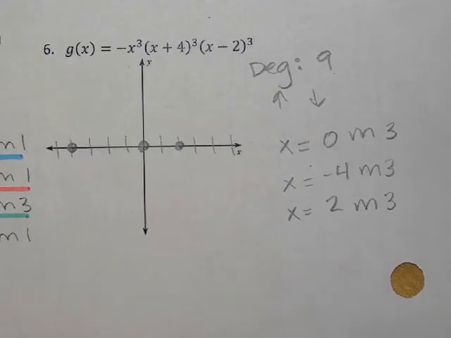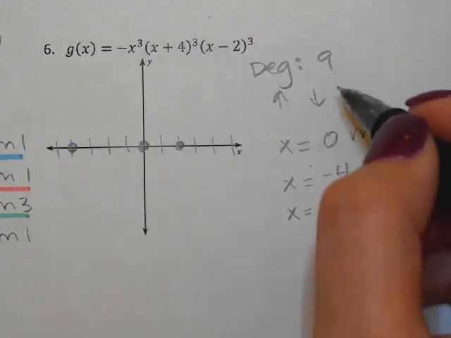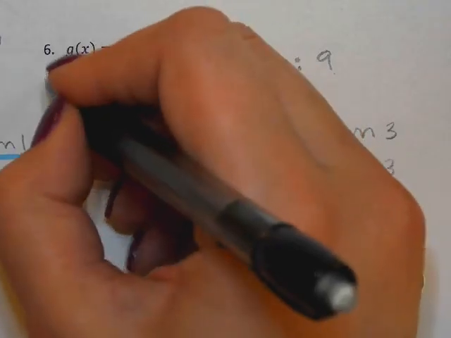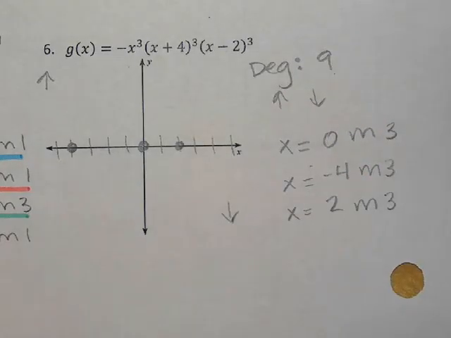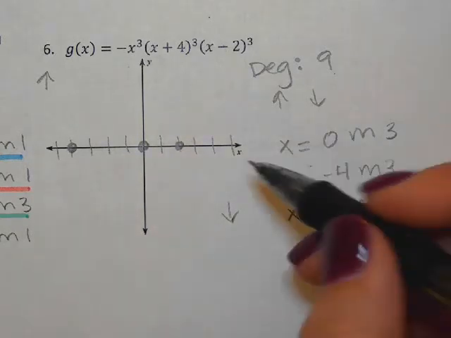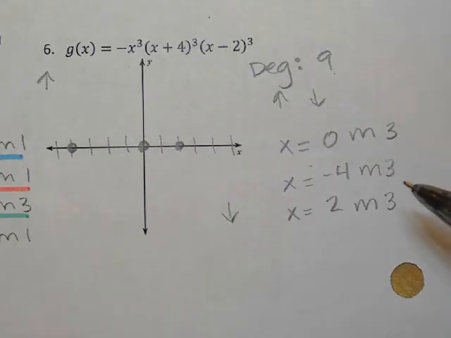Hey, remember the smooth curves. Goodness gracious. All right, so we got the up arrow. We got the up arrow, we got the down arrow.